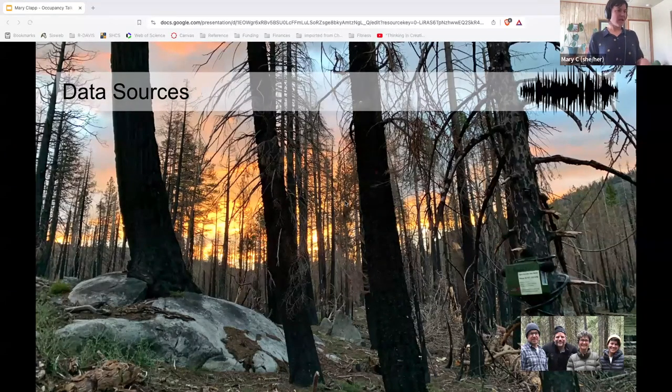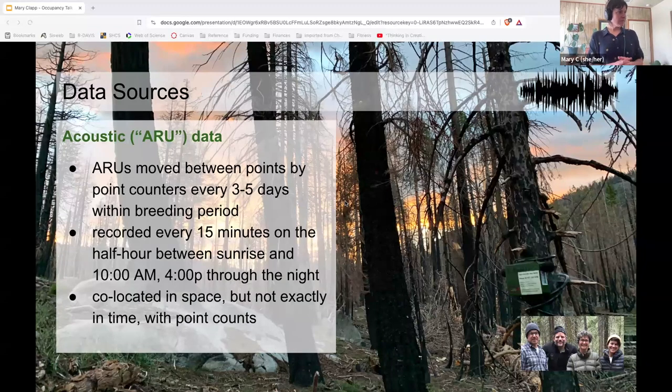After about a year of this study, we had the opportunity to incorporate acoustic recording into the data collection process. And our ARUs, our acoustic recording units, moved between points by the point counters about every 3 to 5 days. While we visited the sites, we strategized how to move the recorders such that every single point was surveyed by an ARU for a 3 to 5 day period during the breeding season. And we set the ARUs to record every 15 minutes on the half hour between sunrise and 10 a.m., as well as starting again at 4 p.m. and through the night to capture our nocturnal community. So these acoustic recorders are co-located in space, but not necessarily exactly in time with the point count surveys.